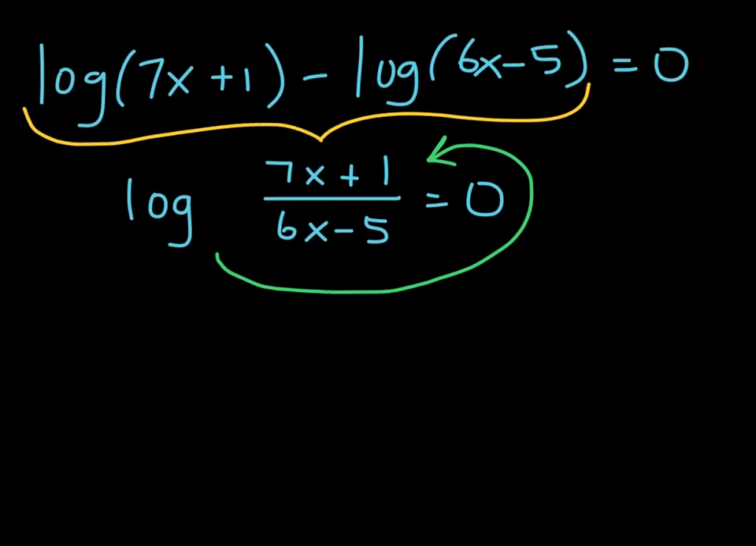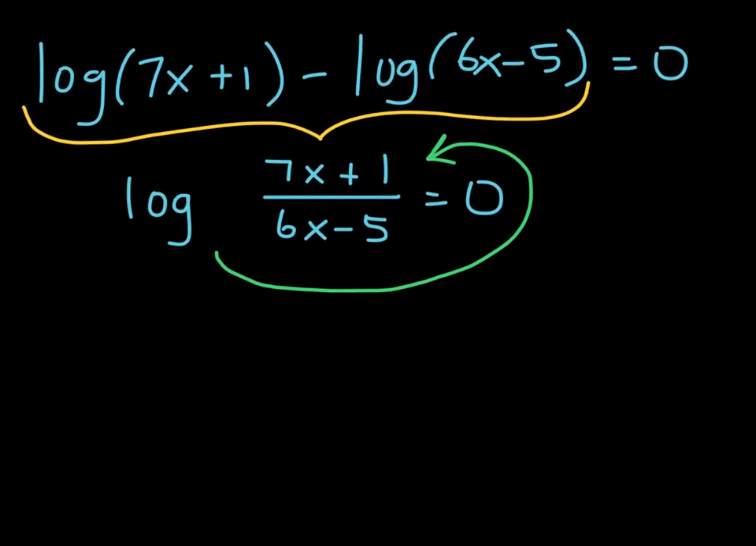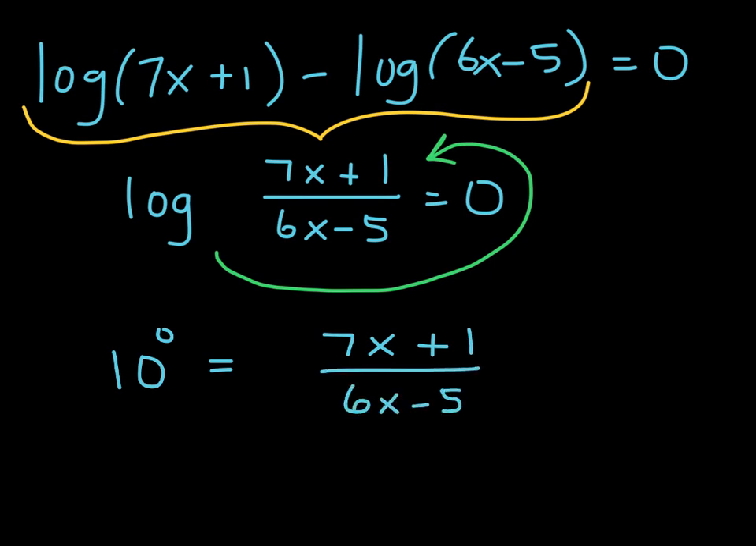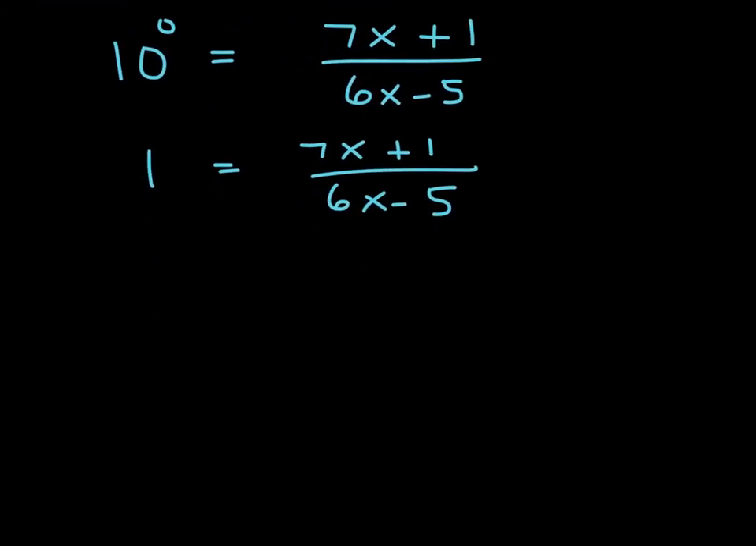Okay, so now at this point, it's just like all the others, right? Same kind of format here. And so then we have 10 to the 0th power is equal to 7x plus 1 over 6x minus 5. Or 1 is equal to 7x plus 1 over 6x minus 5. Now, in order to solve for x here, I think we want to multiply both sides by 6x minus 5. Right-hand side like this, and that'll get these to cancel out entirely. Don't forget to multiply the left-hand side also by 6x minus 5.